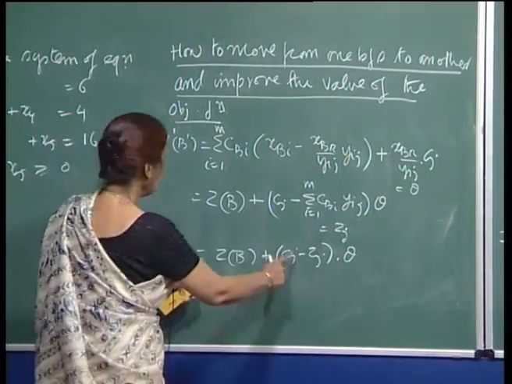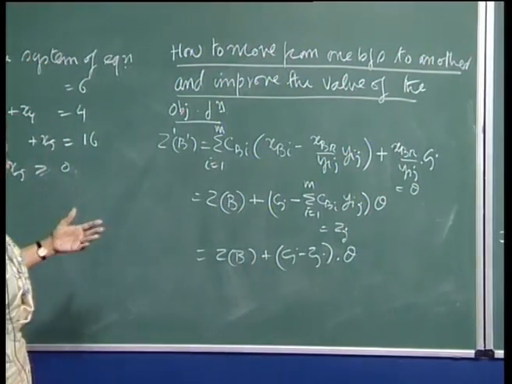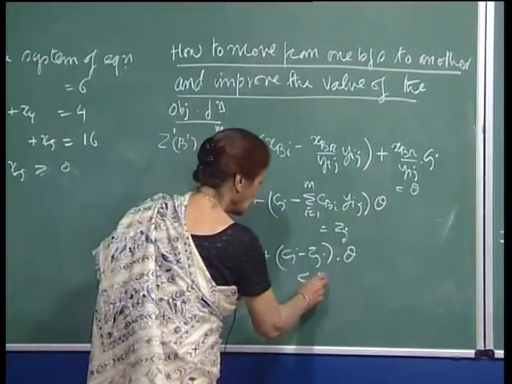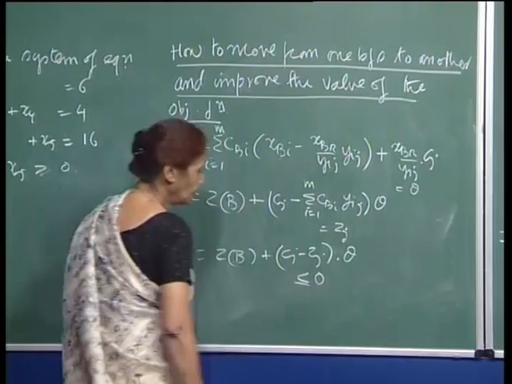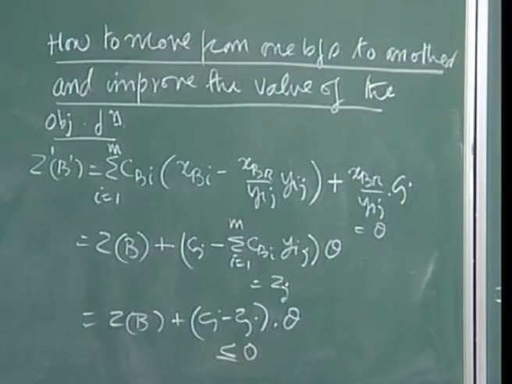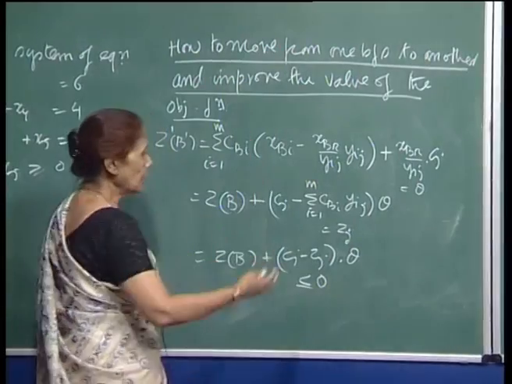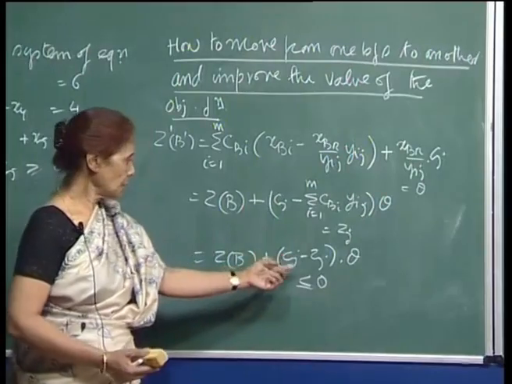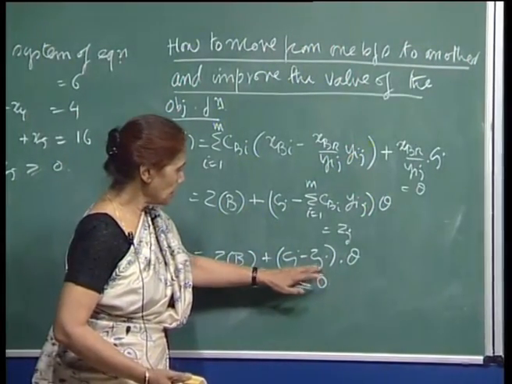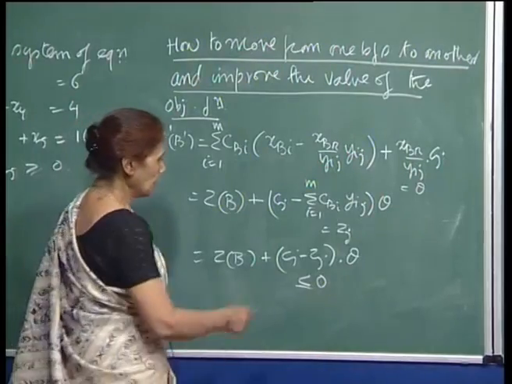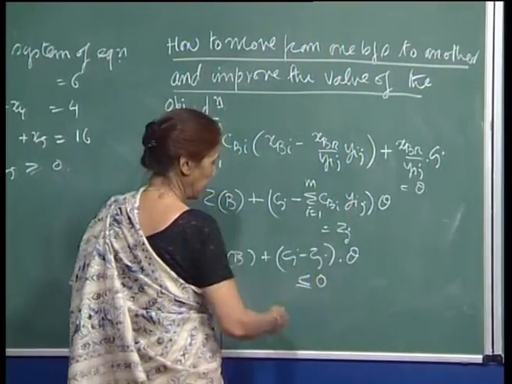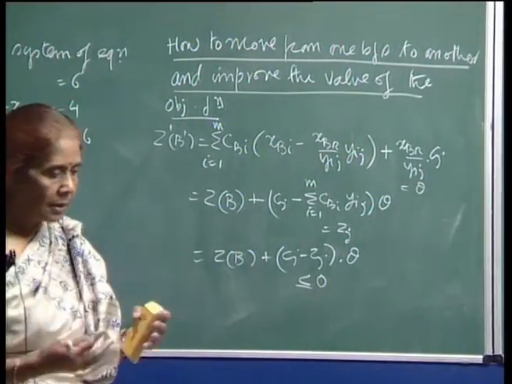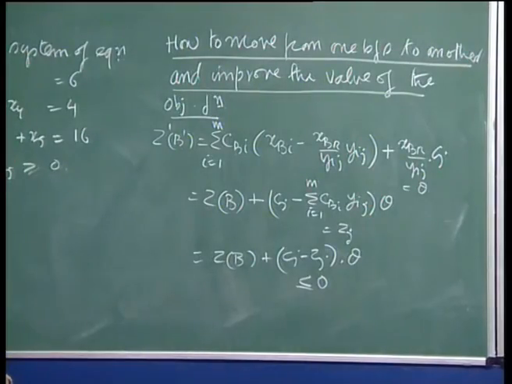Theta is positive. So, now you see, if you want the value z prime B prime to be less than Zb, then obviously you want this to be less than or equal to 0. If Cj minus Zj is positive, then by including Aj into the basis, your value of the objective function is going to go up. Therefore, I need to compute these quantities also, and for this I need my yij's and your value theta. So, when we write down the simplex tableau, I will show you how we compute all these quantities at the same time.